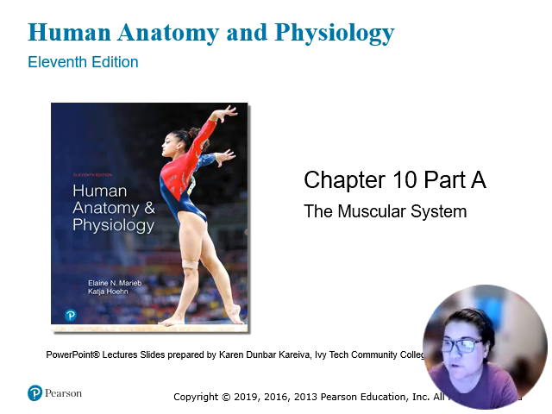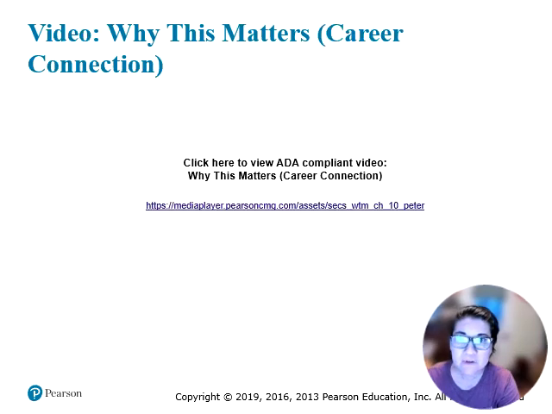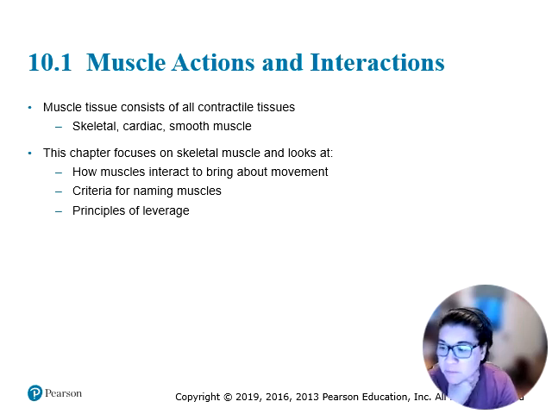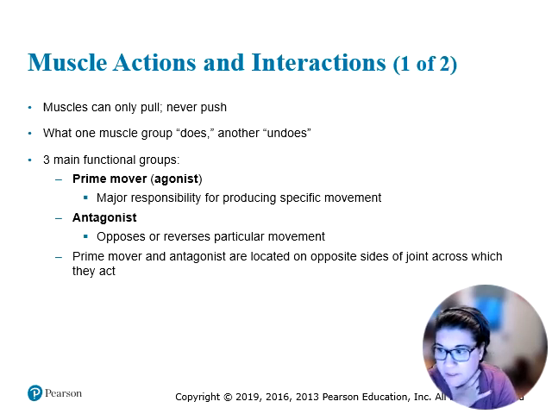Okay, so here's the first part of the muscular system, chapter 10. We will learn about the muscles. There are 3 types of muscles, which you've learned about: skeletal, cardiac, and smooth. We'll look at how muscles move your body and move things around your body. Muscles can only pull, they can never push.